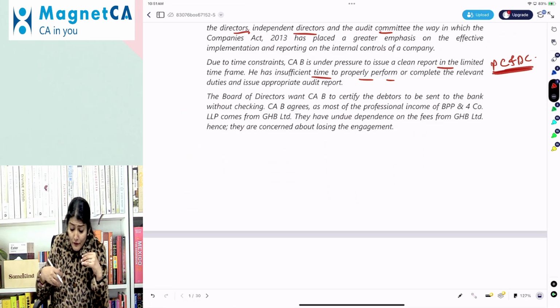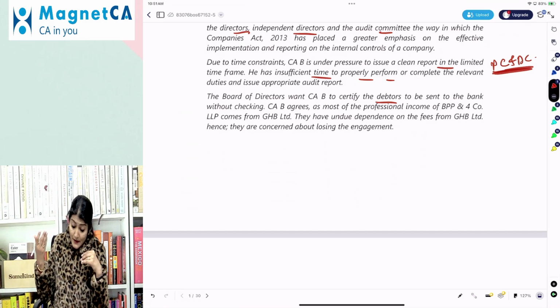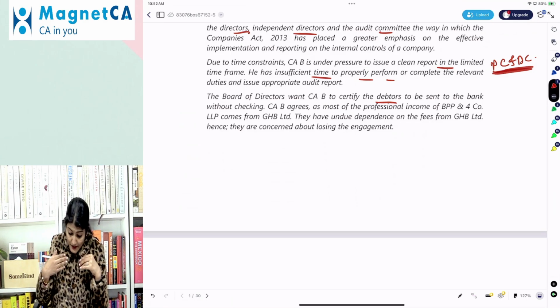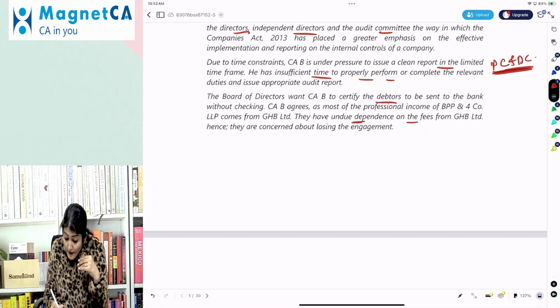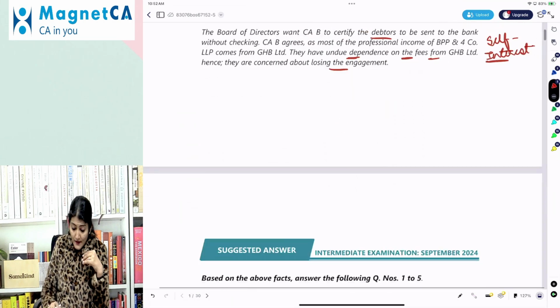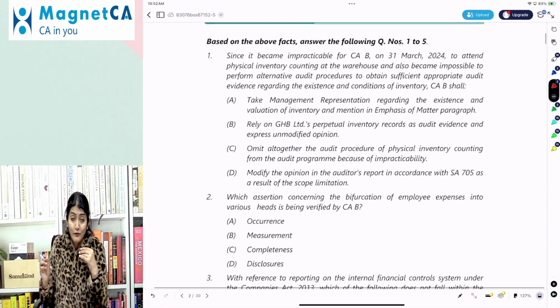Okay. The board of directors wants CA B to certify the debtors to be sent to the bank without checking. CA B agrees as most of the professional income of BPP and Company LLP comes from GHB. They have undue dependence, right? So that's again a threat to the independence of the auditor, a self-interest threat. Hence, they are concerned about losing the engagement. Based on the above facts, answer 1, 2, 3, 4, 5.